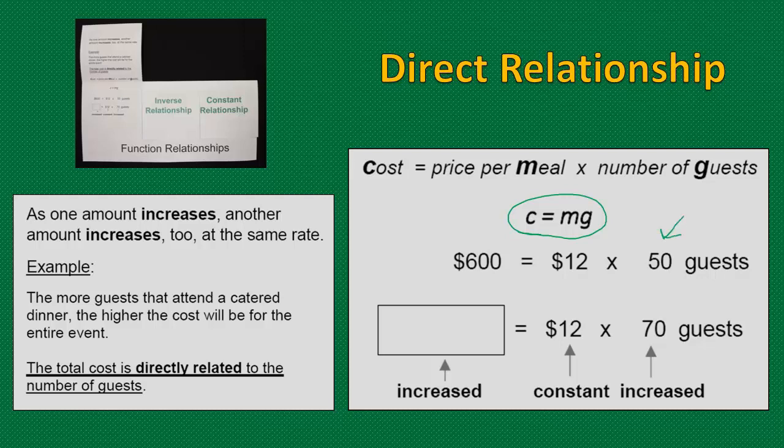If we have 50 guests, and if the price per meal is $12, then our total cost will be $600. But if we have more guests, if we have 70 guests, we can still multiply it by the $12 price per meal, and this time our cost will be $840. Notice that both the guests and the cost increased, and that is a direct relationship.